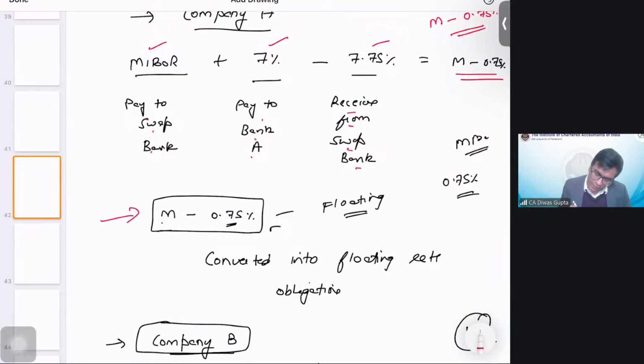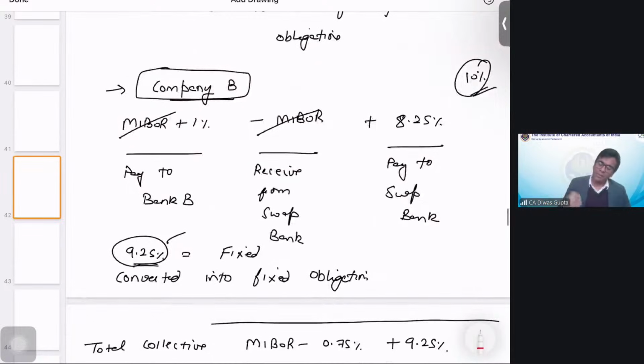This is their floating rate that has effectively converted into the floating rate. Now from company B's perspective, they will pay MIBOR plus 1% to bank B, right? The rate at which they have borrowed, minus MIBOR that will be received from swap bank, plus 8.25 will be paid to swap bank. That is what swap bank has agreed with company B, wherein swap bank will pay company B MIBOR and swap bank will receive 8.25 from company B.